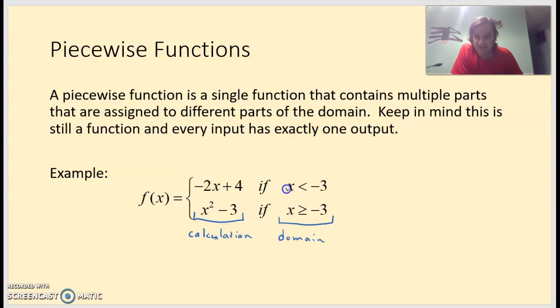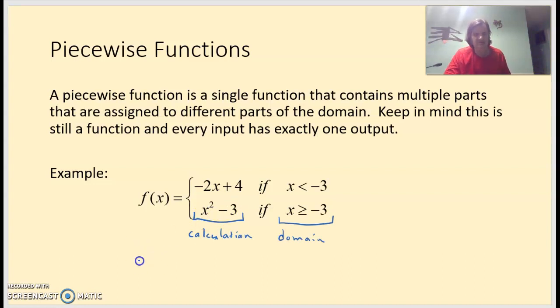So in the top one, if we pick an x that's less than negative 3, we will plug it into negative 2x plus 4. Now, the bottom row says x squared minus 3 if x is greater than or equal to negative 3. So if we pick an input that's bigger than negative 3, we'd plug it into x squared minus 3. We would never plug a single number in both places, because a function has one output. So if I gave you the number 4 to plug in, you would not plug it in the top and the bottom.